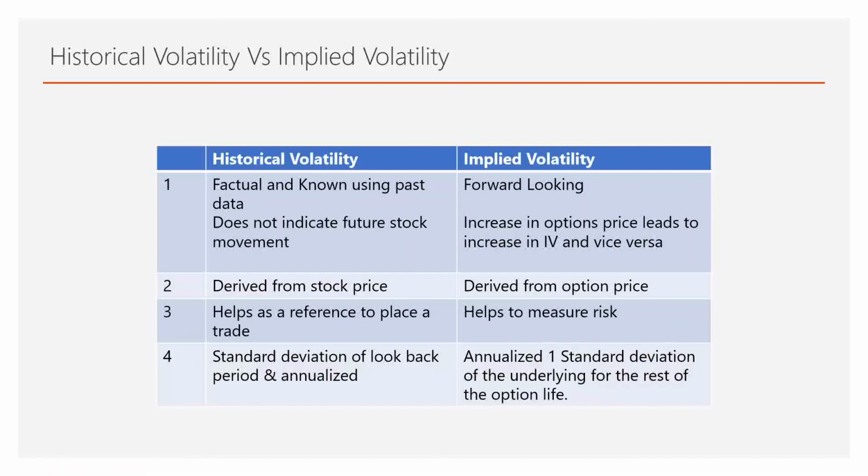So one simple tip to keep in mind while considering implied volatility with respect to options is, when implied volatility is more than 25%, go ahead and sell the option. When the implied volatility is less than 25%, go ahead and buy the option.